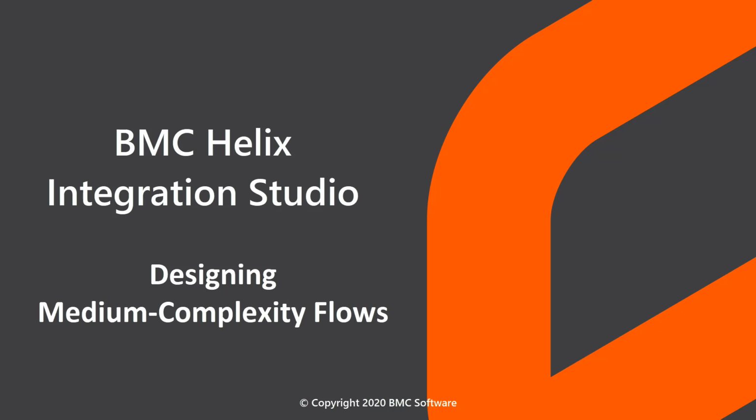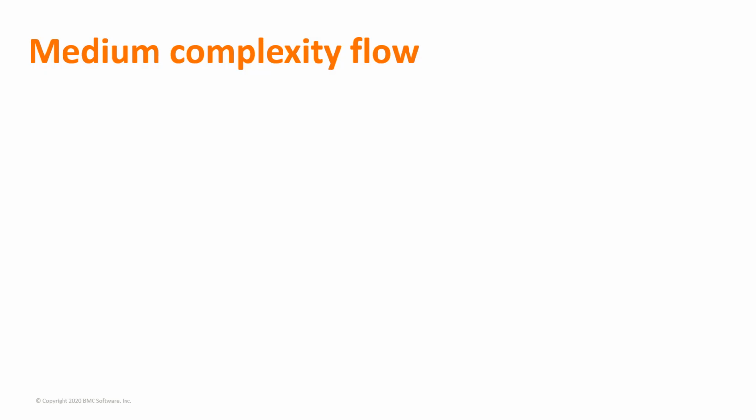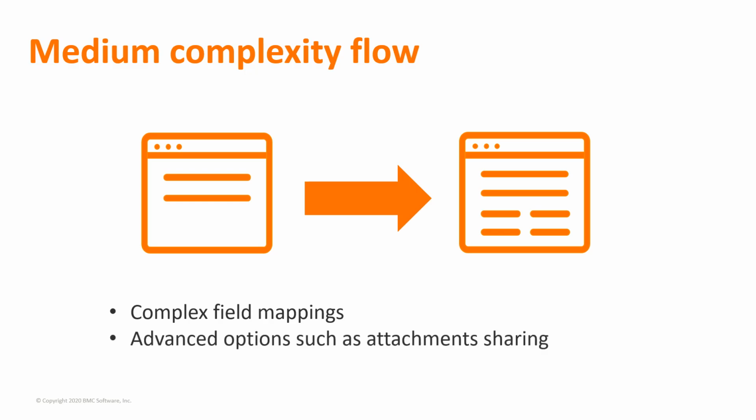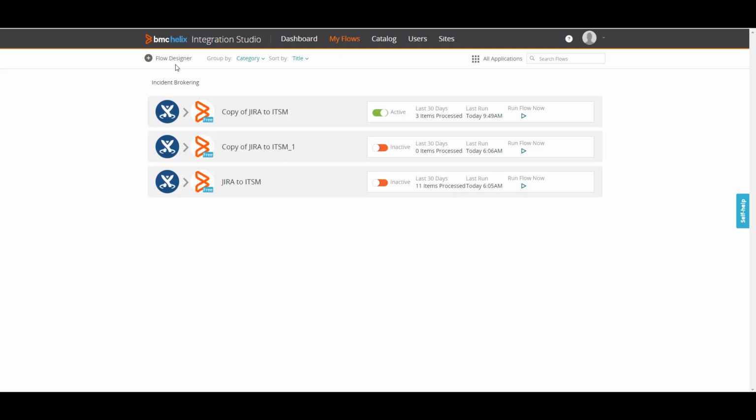This video explains how to design medium complexity flows in BMC Helix Integration Studio. A medium complexity flow is a flow that involves two applications, has complex mappings, and uses advanced options, such as attachments sharing. Now, let's see how to design a medium complexity flow.